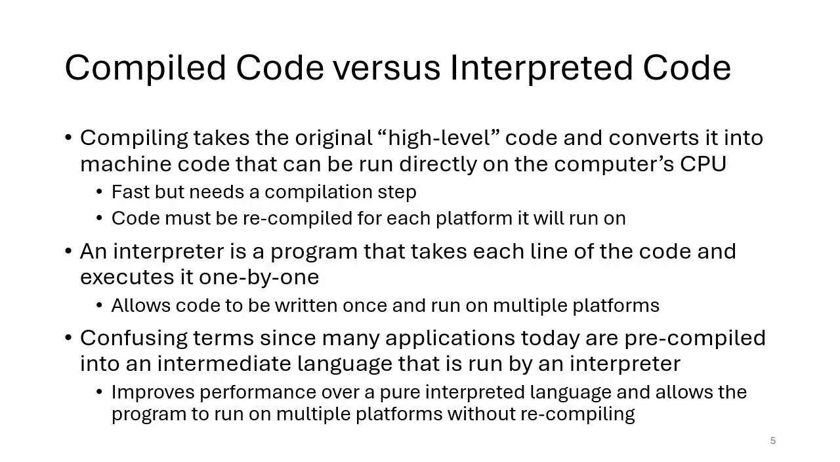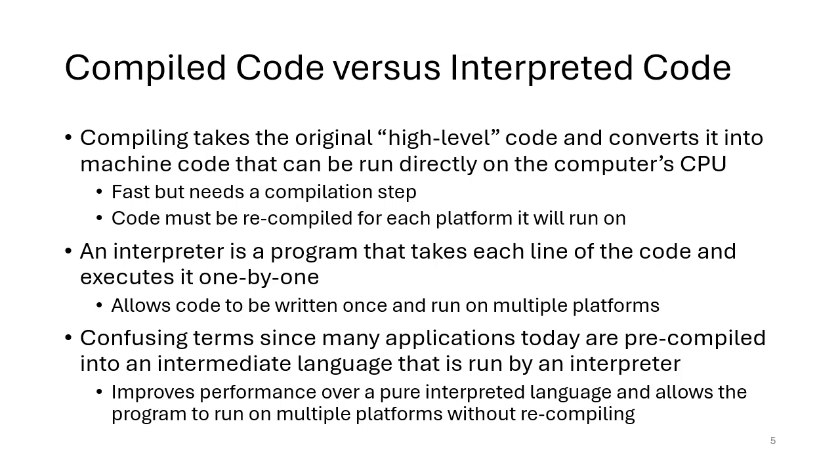So the thing is, these days it is confusing, since many applications are pre-compiled into an intermediate language that is run by an interpreter. This gives you a benefit of both. For example, your browser is effectively like an application like that running JavaScript. So JavaScript is sort of pre-compiled, although it's often run purely as text. But if you've got other applications like Java, that's pre-compiled. Python is sort of pre-compiled as well, or interpreted.